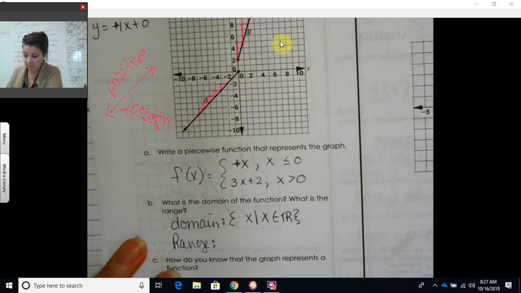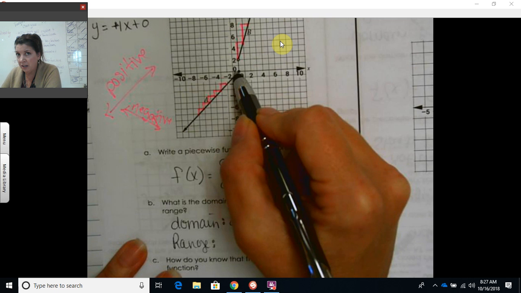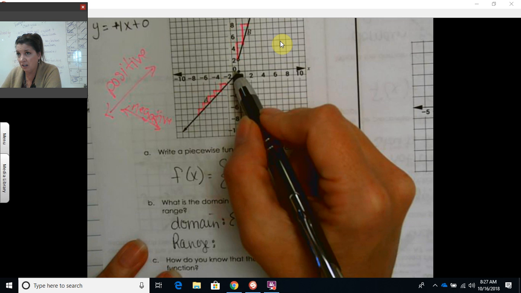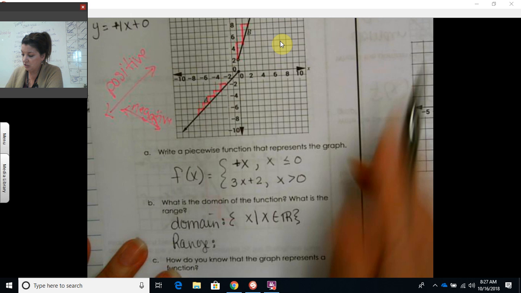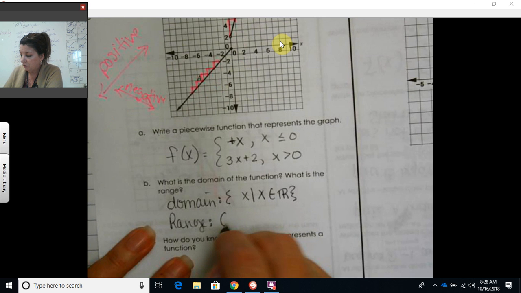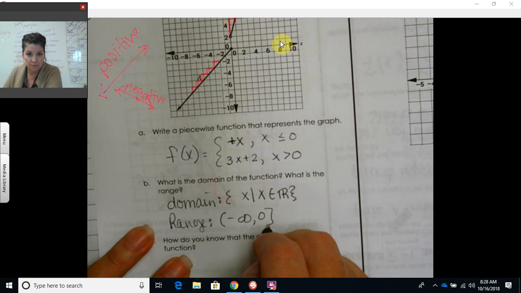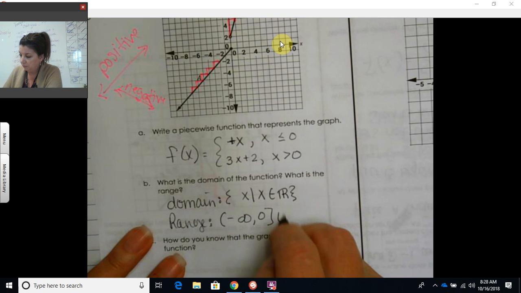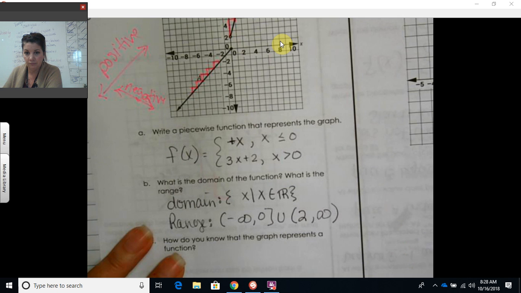There's a gap. So our range is from negative infinity until 0, unioned with, think about that as and also, unioned with from 2 to positive infinity. So I'm going to use interval notation from negative infinity all the way to 0, and I'm including it because it's the range, and 0 is included on that interval. Union from 2, parentheses, because the 2 is not included, all the way to where? Positive infinity. Yay!